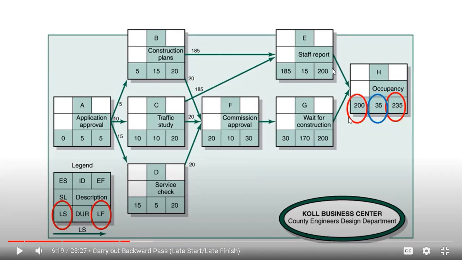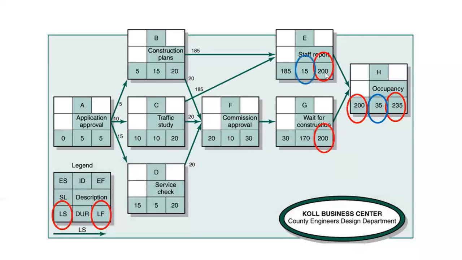It will go backward for both E and G, because the only late start that we have is on the final activity. So we have to use the late start for the final activity and let it be the late finish for the preceding activity, which is both E and G. And it will appear in both E and G here. Working with E, 200 minus 15 gives us 185, and for G, 200 minus 170 gives us 30.